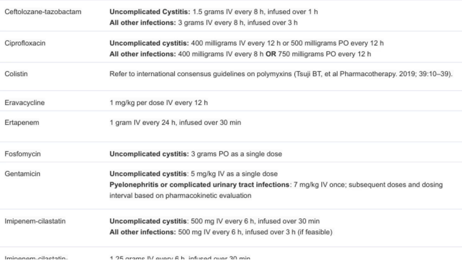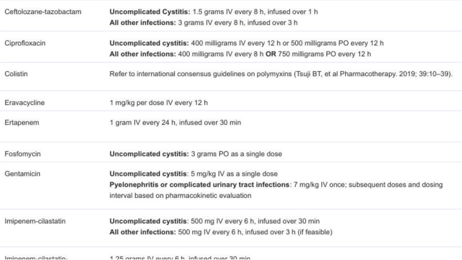Imipenem is dosed at 500 milligrams IV every 6 hours, infused over 30 minutes for uncomplicated cystitis. For other infections, especially if feasible, extending the infusion to 3 hours can improve drug exposure. Similarly, imipenem-relebactam is given as 1.25 grams IV every 6 hours, infused over 30 minutes, which helps maintain effective drug concentrations. Levofloxacin is straightforward, 750 milligrams IV or PO every 24 hours, applicable across various infection types.